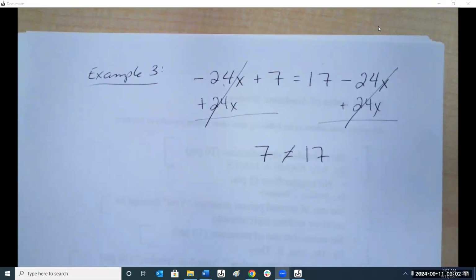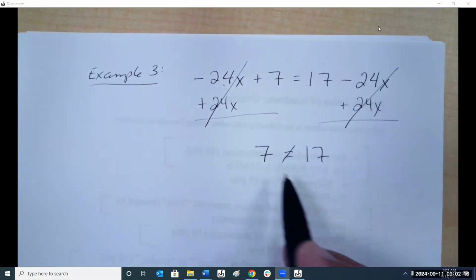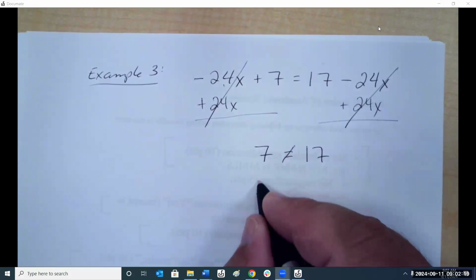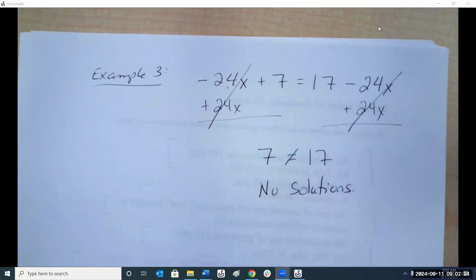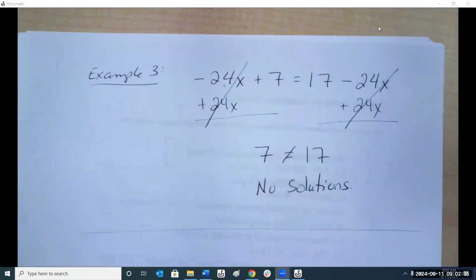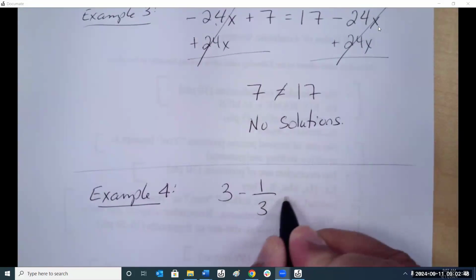if your x's disappear or are canceled out and the equation remaining isn't a true statement, there are no solutions. No matter what x you try to put in there, it won't work. As opposed to this next example.